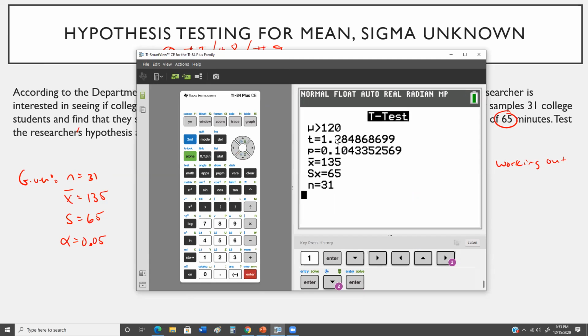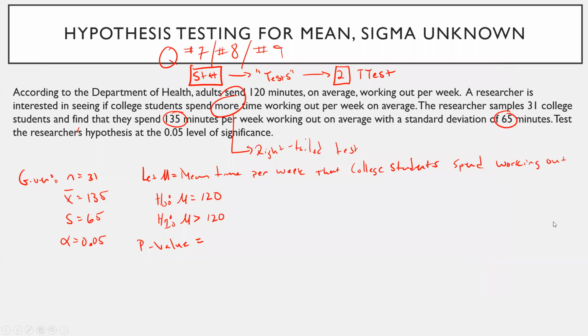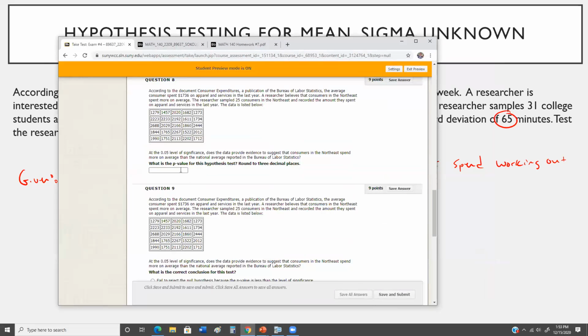How many people see this on their screen or on their calculator? Good. So all I'm going to ask is the p-value, and it's going to round to three decimal places. So look, here's the p-value. P is equal to 0.104. P is equal to 0.104. So you're going to put that p-value in here.